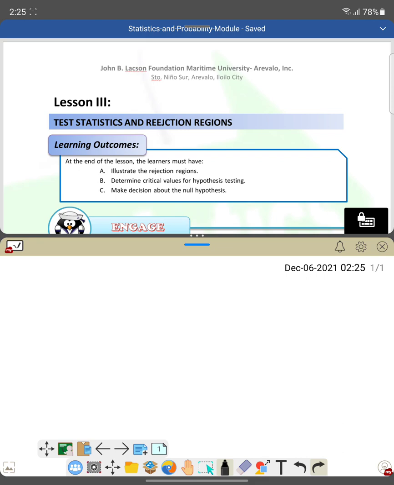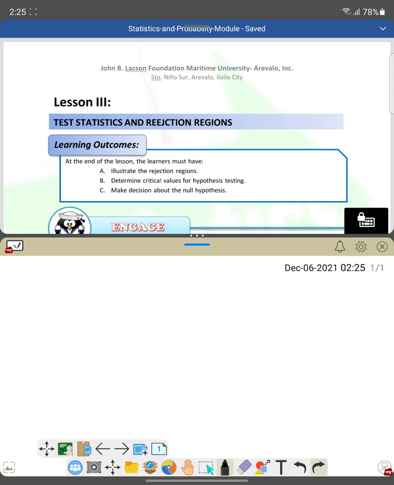In lesson 2 of chapter 4, I also introduced to you the types of error that you could commit in accepting or rejecting your null hypothesis. This time, how would we be able to know the area which needs to be rejected, what we call the rejection region, and the area that is considered to be accepted? That is done by the use of what we call test statistics.